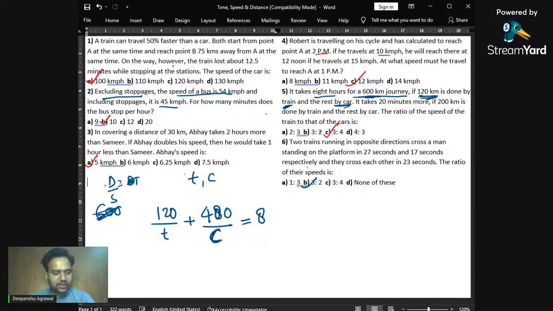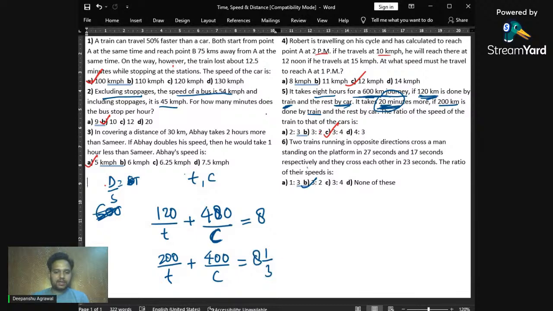Now, the second equation would be: it takes 20 minutes more if 200 kilometers is done by train and the rest by car. So if 200 kilometers of the journey is done by train plus 400 kilometers of the journey is done by car, then it takes 20 more minutes. So what is 20 minutes in terms of hours? 1 by 3. So it should be 8 1 by 3 hours.